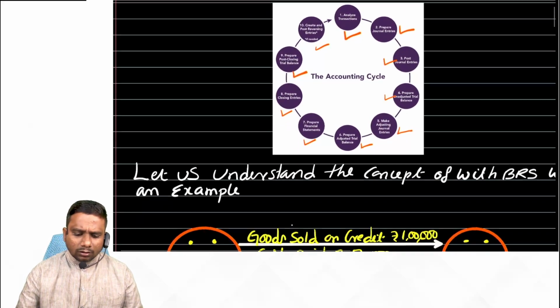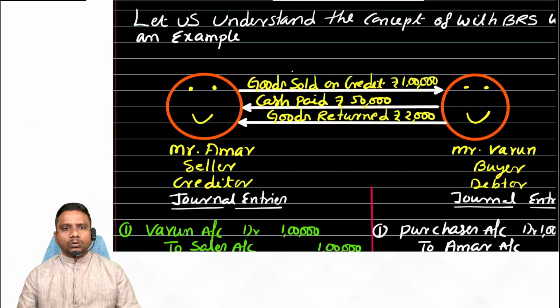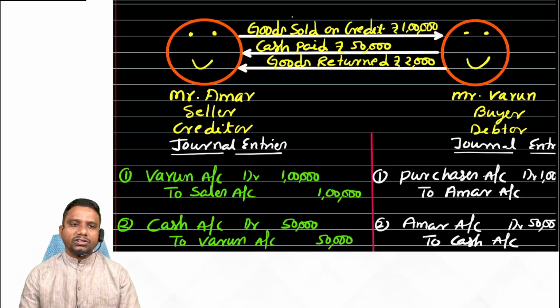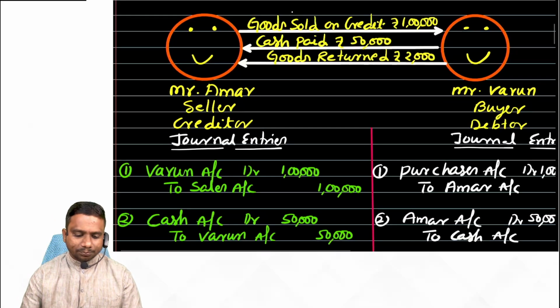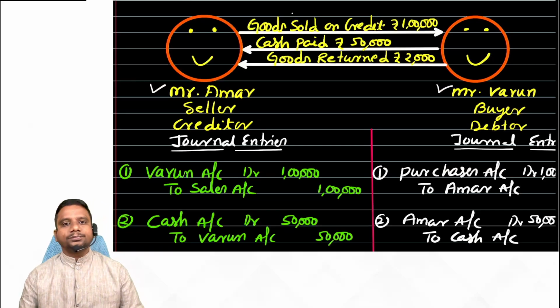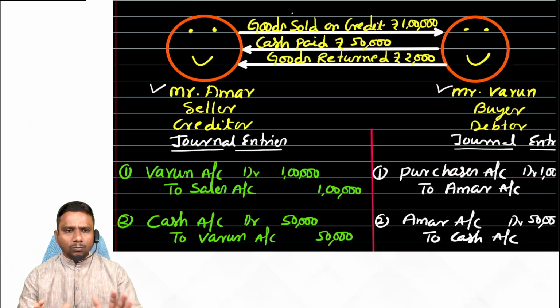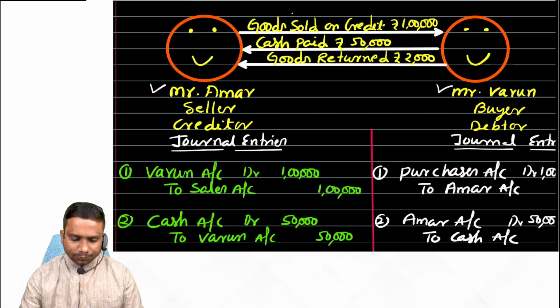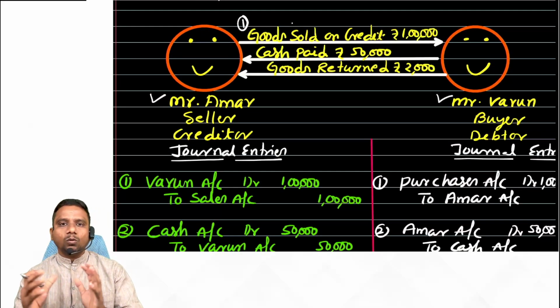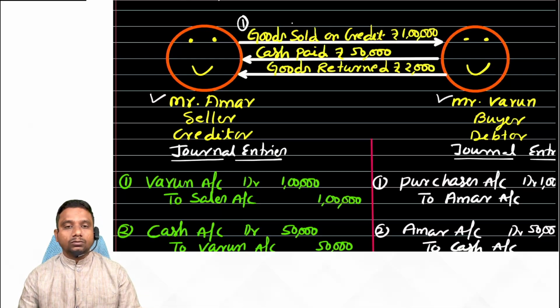Now, to understand this, let us take one example, students. If you understand this example very well, then you can understand the logic behind the preparation of the bank reconciliation statement. Look at this. There are two persons, Mr. Amar and Mr. Varun. There is no relationship between Amar and Varun now, but Amar sold goods to Varun on credit for 1 lakh. Here the relationship exists now. What is the relationship here? Amar is the seller, Varun is the buyer.